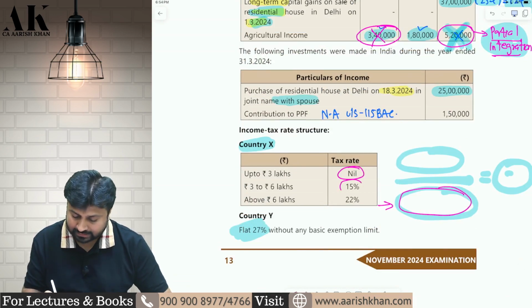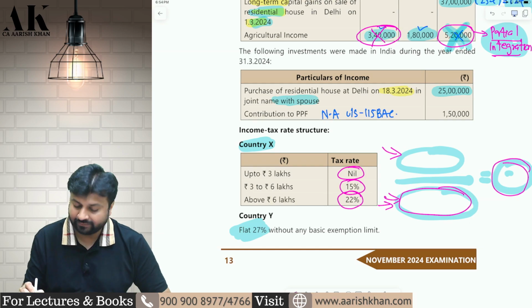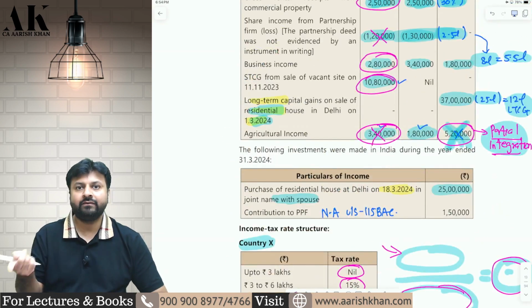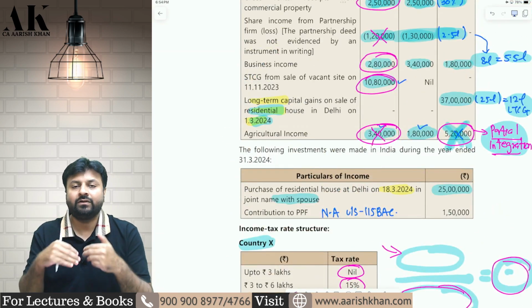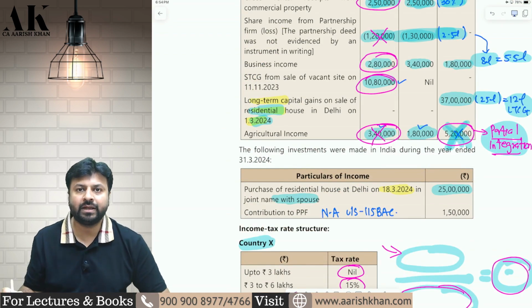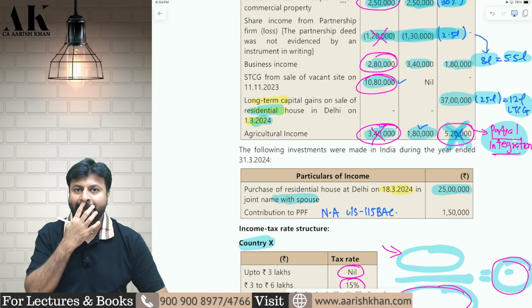Up to 3 lakh no tax, then beyond 3 lakh up to 6 lakh 15%, and then beyond 6 lakh 22%. Take total income in the denominator, take tax in the numerator, you will get an average rate. And then compare that average rate with the average rate in India, and check whether it is comparable or not, whichever is lower, apply that on doubly taxed income.